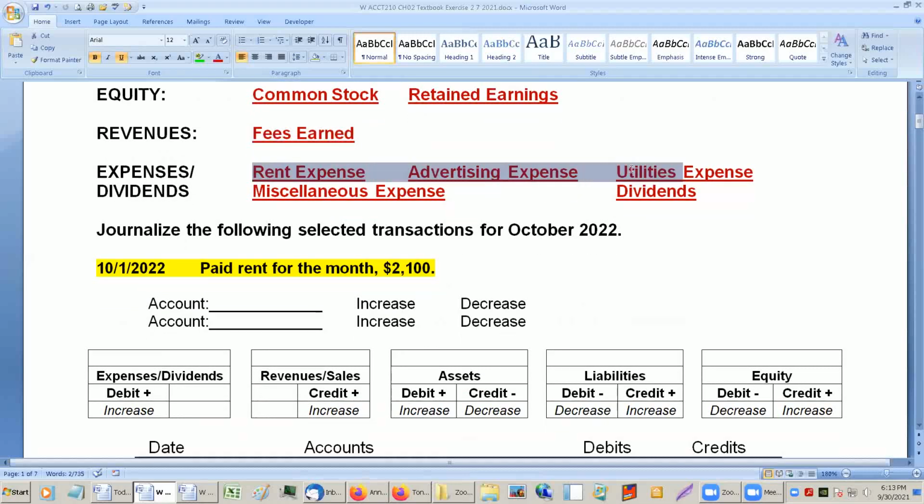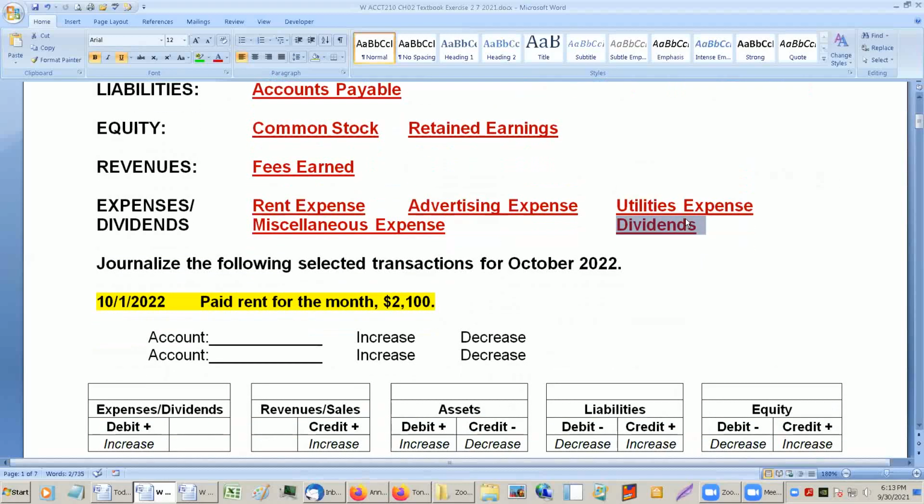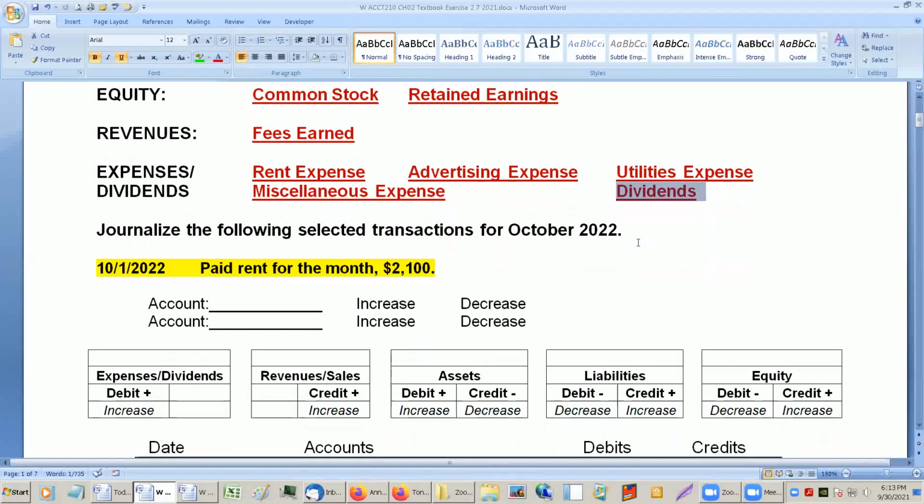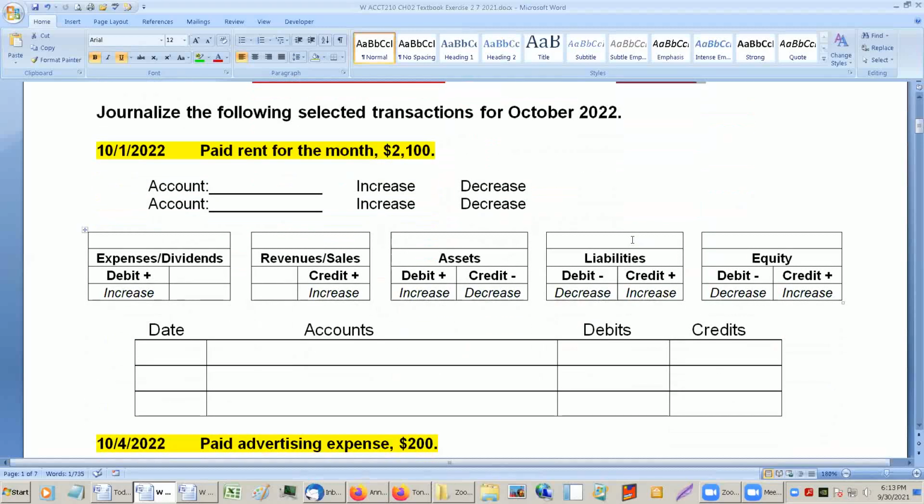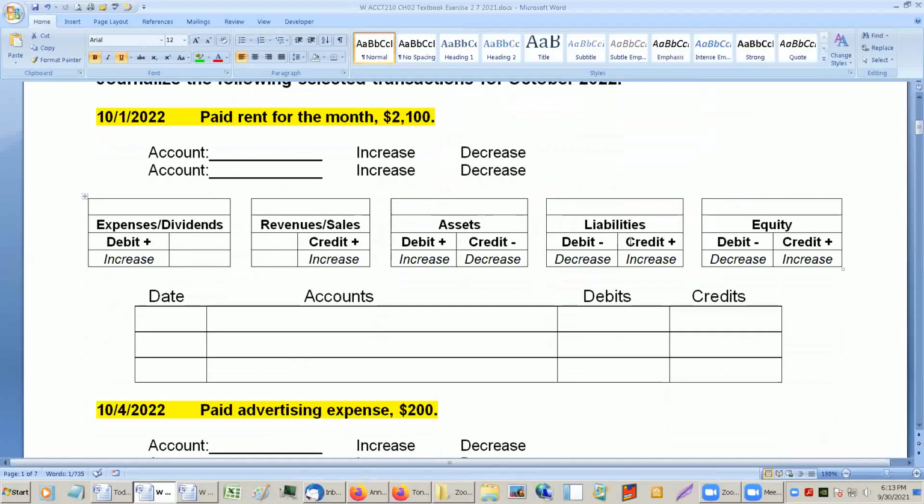And these are the expenses. And over here are dividends, which are not expenses, but they're kind of lumped together with them. Okay, so let's go through these. Paid rent for the month, $2,100.